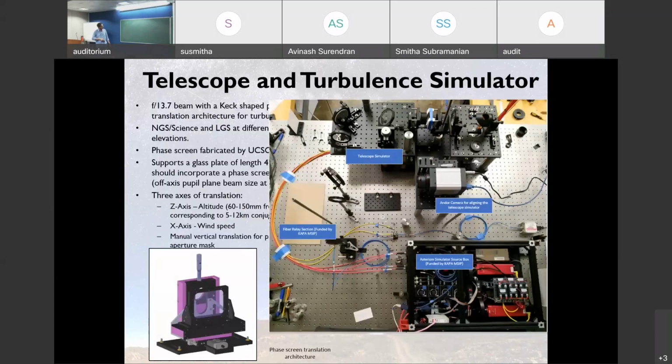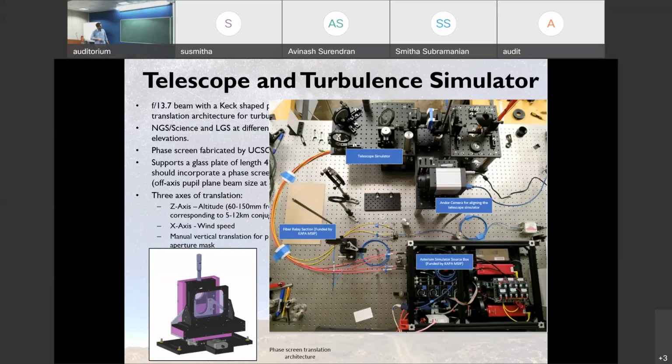we have something called a phase screen, an atmospheric phase screen, which is manufactured by Phil Hinz's group at the Laboratory for Adaptive Optics at UCSC, which is a piece of glass where a coating is applied in such a way that it mimics the atmospheric turbulence characteristics very accurately on the glass.